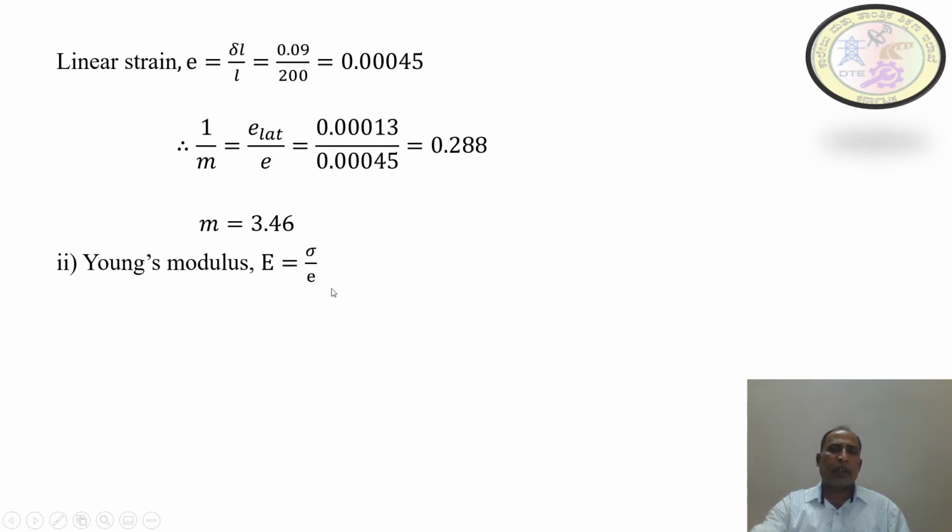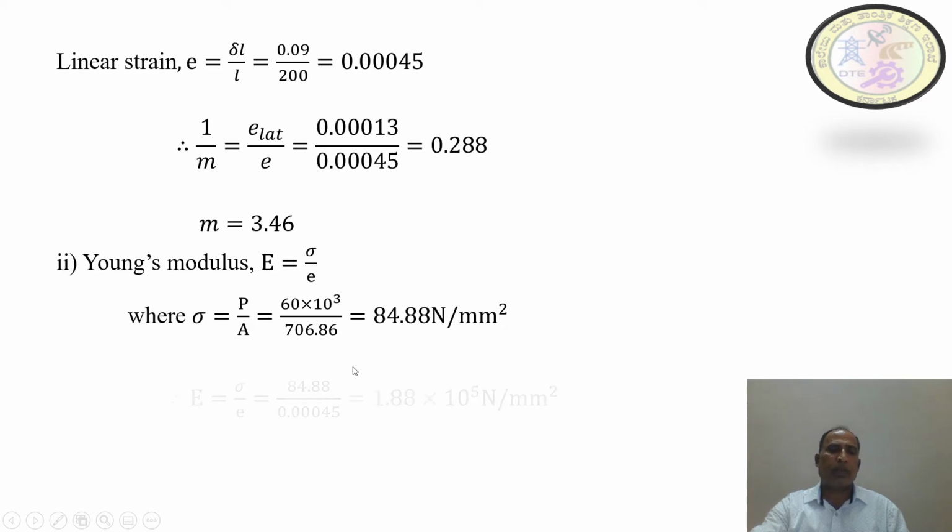As we know, Young's modulus is the ratio of direct stress to the direct strain, where sigma is the stress, that is equal to P by A, force per unit area, equal to 60 into 10 raised to 3 divided by 706.86. So the value of stress is 84.88 Newton per mm square. And the strain we have already calculated as 0.00045. So Young's modulus E is equal to sigma by e, that is 84.88 divided by 0.00045. So the value of Young's modulus is 1.88 into 10 raised to 5 Newton per mm square.